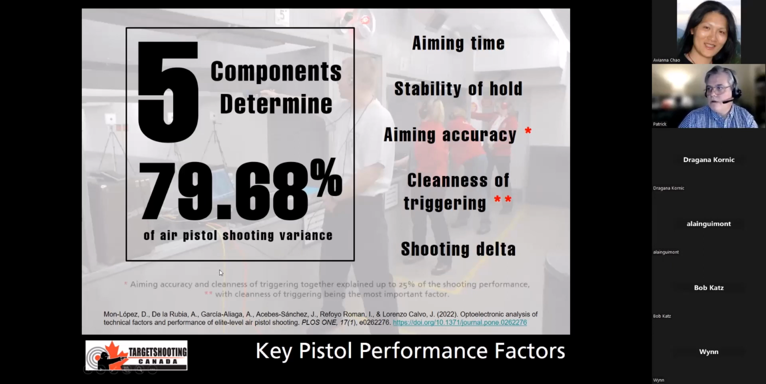Okay, so aiming accuracy and cleanliness of triggering explained 25% of the shooting variance on their own, with cleanliness of triggering being the most important factor of the 5. So this sort of backs up what I've always told people. You work on your triggering, getting a smooth, progressive trigger, it will convert into points. Okay? Your metrics, your hold, all of these things, they're important, but cleanliness of trigger, that smooth trigger right out of the gate, is the most important one.